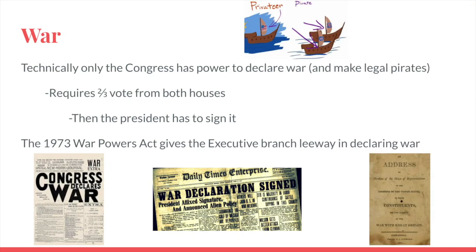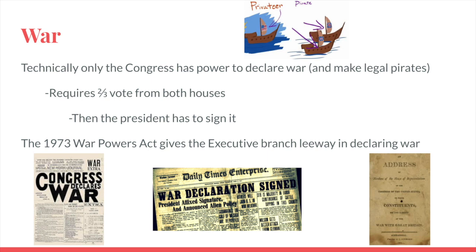Congress has the power to declare war. Technically, only Congress has that power, but as we talked about during the executive branch, that has sort of changed over the years. Congress also has the power to change a pirate to a privateer. And a privateer just means you have a contract from the government to attack enemy shipping. We don't really do that anymore. It's unfortunate because it used to be kind of fun.